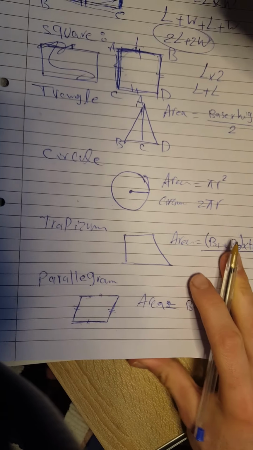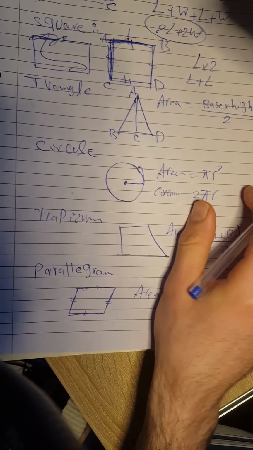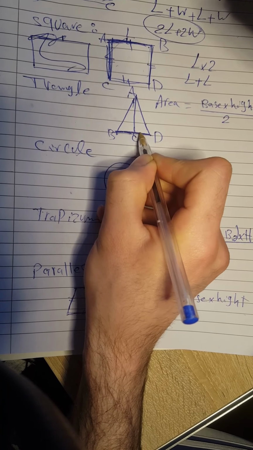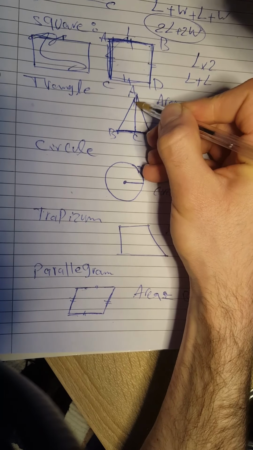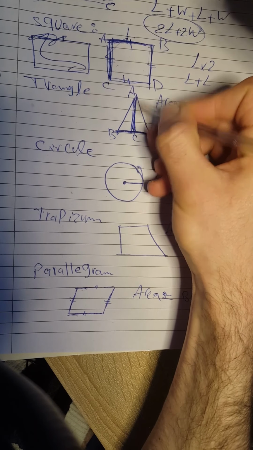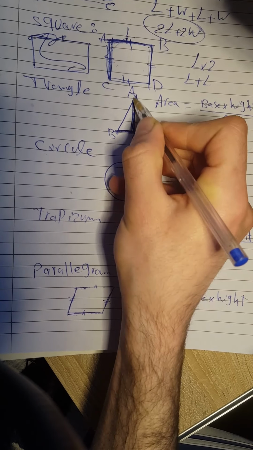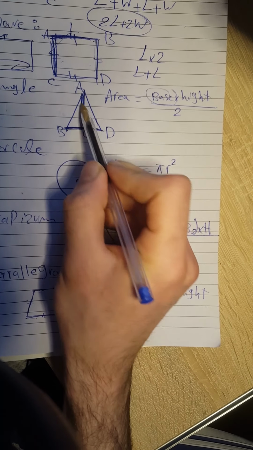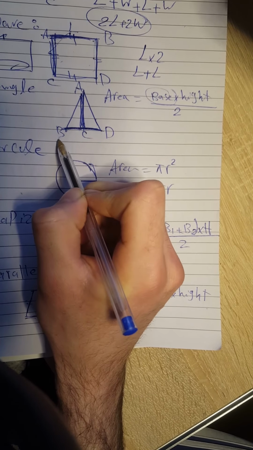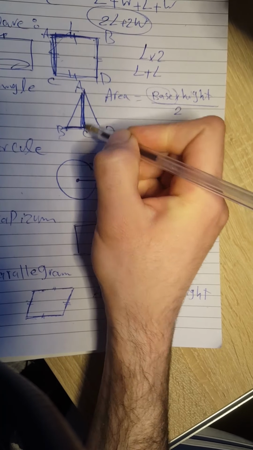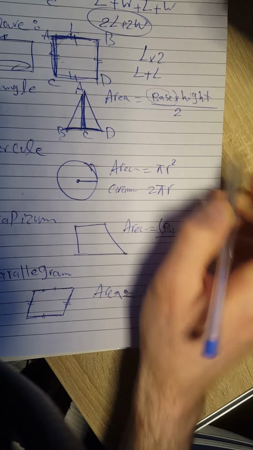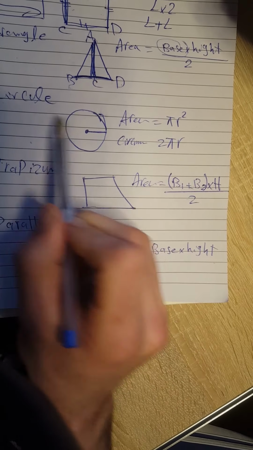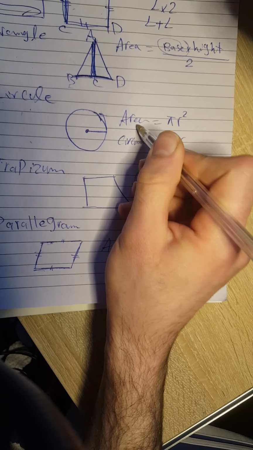The triangle, for example: I've got that triangle. To get the area of the triangle, I've got the base here, and I multiply the base by the height of the triangle, over 2. So in this situation the base is BD, you multiply it by the height, which is AC, and divide all of that by 2, and you get the area of the triangle.